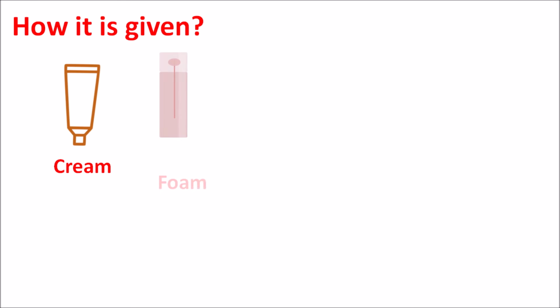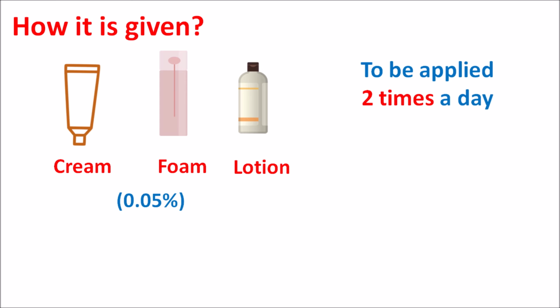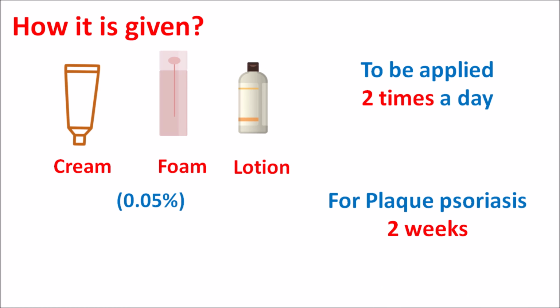How is it given? This drug is available as cream, foam, as well as lotion. All these are available at a strength of 0.05%. Clobetasol propionate should be applied 2 times a day, and the total dose per week should be less than 50 grams. In the treatment of psoriasis, the treatment should be continued up to 2 weeks. If even after 2 weeks inflammation is not reduced, then it can be further continued up to 4 weeks. Beyond 4 weeks, it is not recommended, as it increases the risk of suppression of the HPA axis.